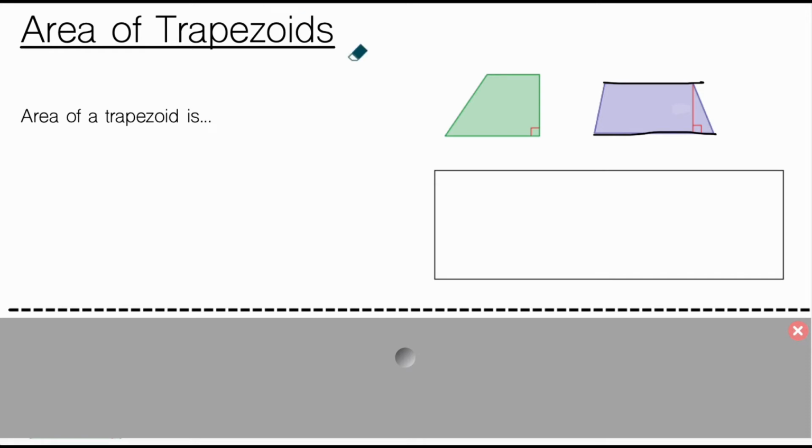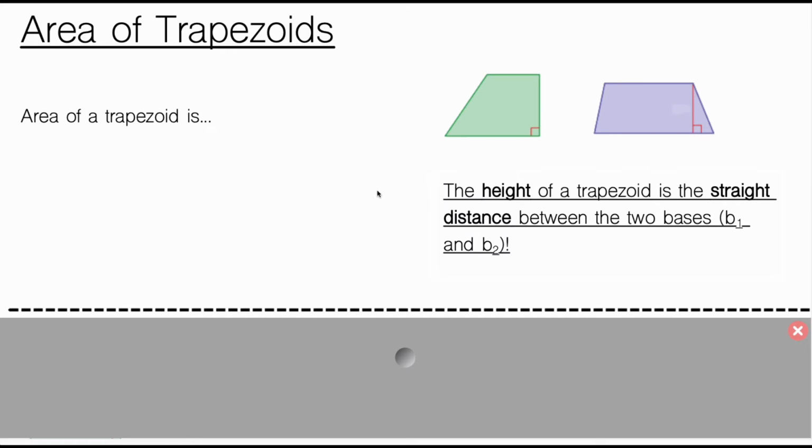The height, let's talk about the height in a trapezoid. I'm sure that you can probably guess what I'm about to say, but the height of a trapezoid has to be straight. It can't be one of these slanted sides. It's going to be the straight distance between B1 and B2. So in the green trapezoid that's here, that's going to be this side. This would be my height because it's straight and it's connecting B1 to B2, base 1 to base 2.